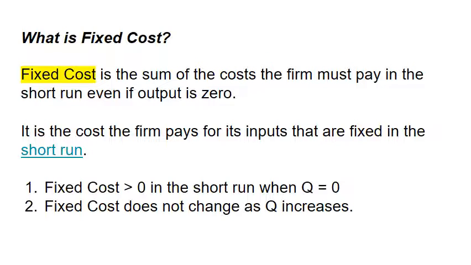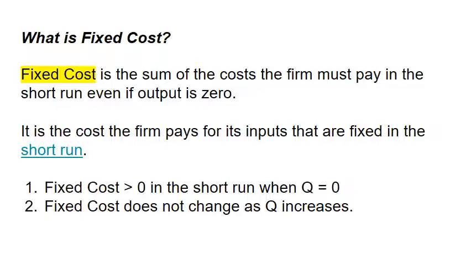So we're going to distinguish between 7 different types of cost that we can measure for the firm in the short run. First is fixed cost. Fixed cost is the sum of the cost the firm must pay in the short run, even if its output is zero. It is the cost the firm pays for its inputs that are fixed in the short run.